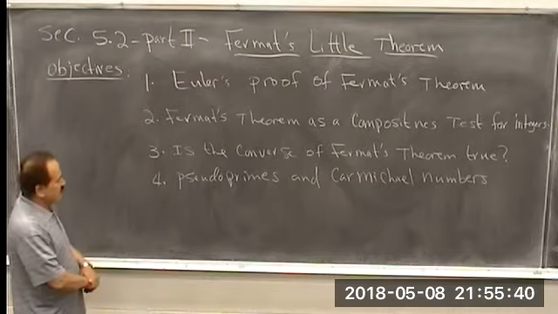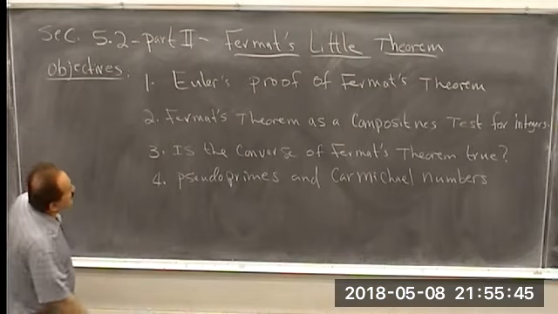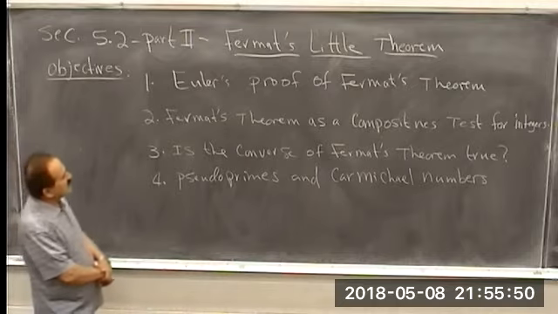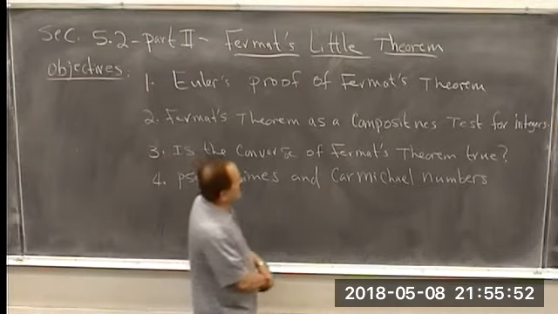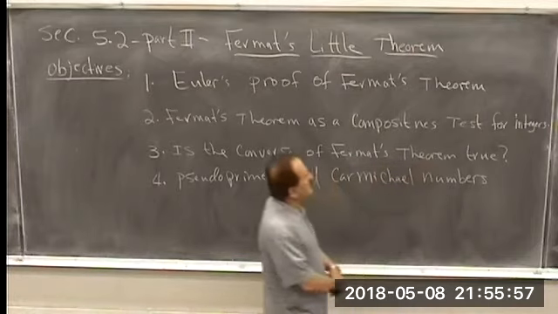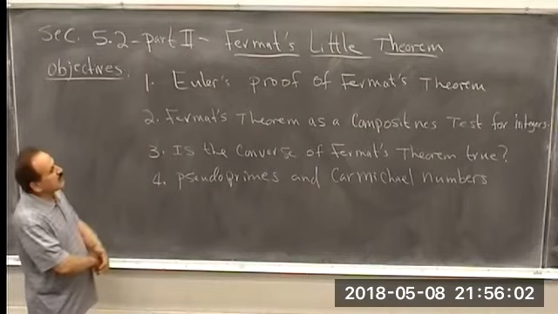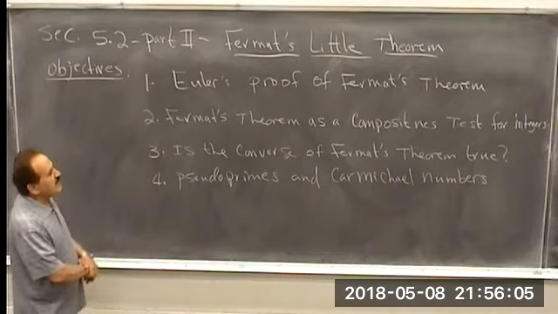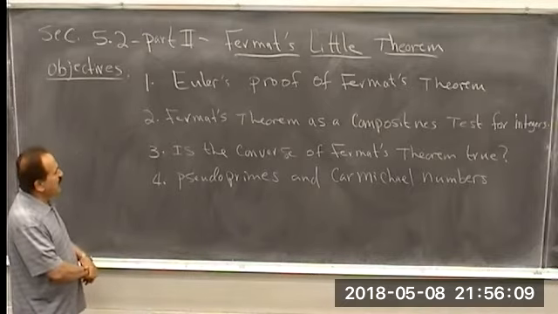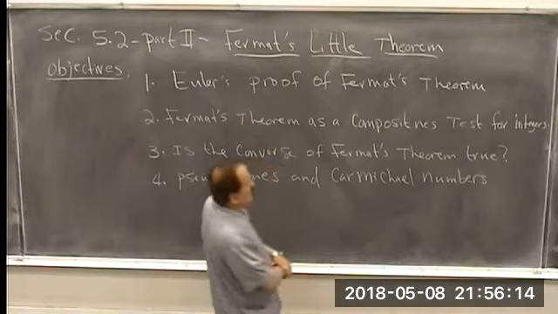Euler actually gave a generalization of Fermat's theorem that we're going to look at in chapter 7. Then we're going to look at how we can use Fermat's theorem as a compositeness test for integers. In other words, to show that an integer is composite, we can use Fermat's theorem without knowing any of the integer's factors. Then we're going to look at the converse. Is the converse of Fermat's theorem true or not?